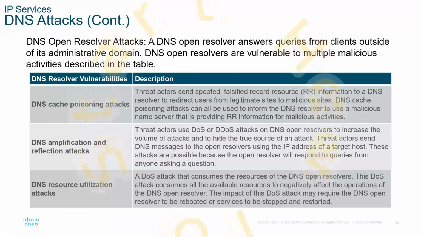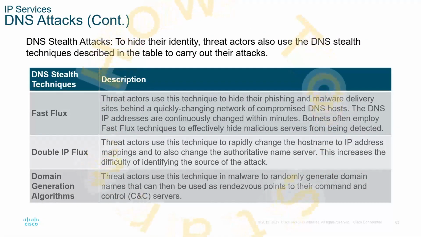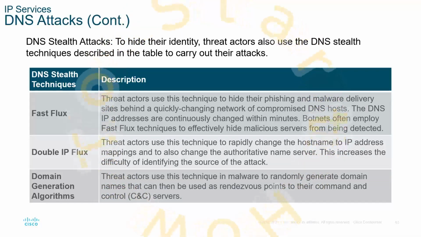But there's also stealth-based techniques like fast flux, and that's where the threat actor will use this technique to hide their phishing and malware delivery sites behind a quickly changing network of compromised DNS hosts. There's also double IP flux, and again, that's the technique of rapidly changing host names to IP addresses so that the security mechanisms in place in a network find it more difficult to detect this type of attack.